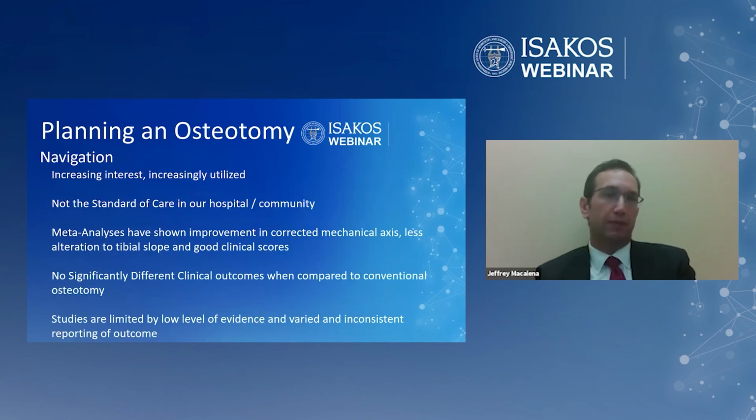As I said, I wanted to mention at least this concept of navigation. And I think that just as in knee replacement surgery, there has become an increasing interest in utilizing navigation for osteotomy surgery as well. Currently, it is not the standard of care in my hospital or in the community in which I practice. I don't think it's the standard of care certainly in the Midwest portion of the United States. I look forward to hearing what some of the other panelists from around the world say about use of navigation in their communities.